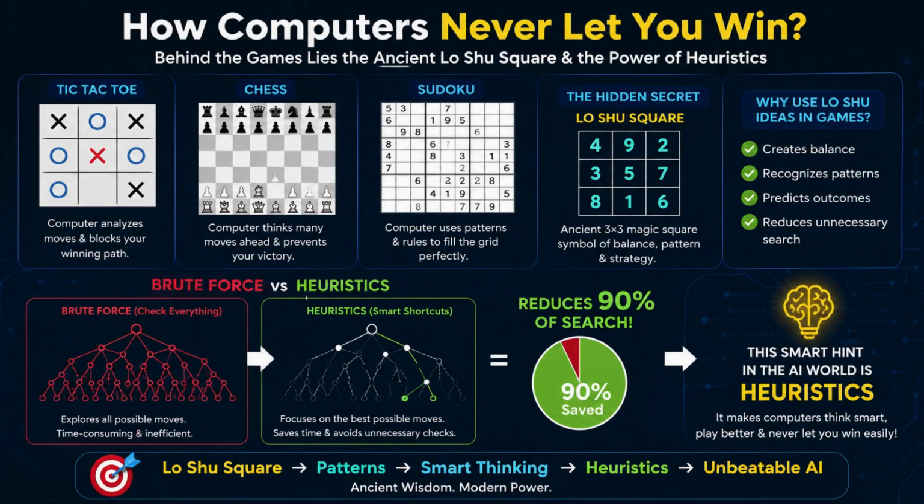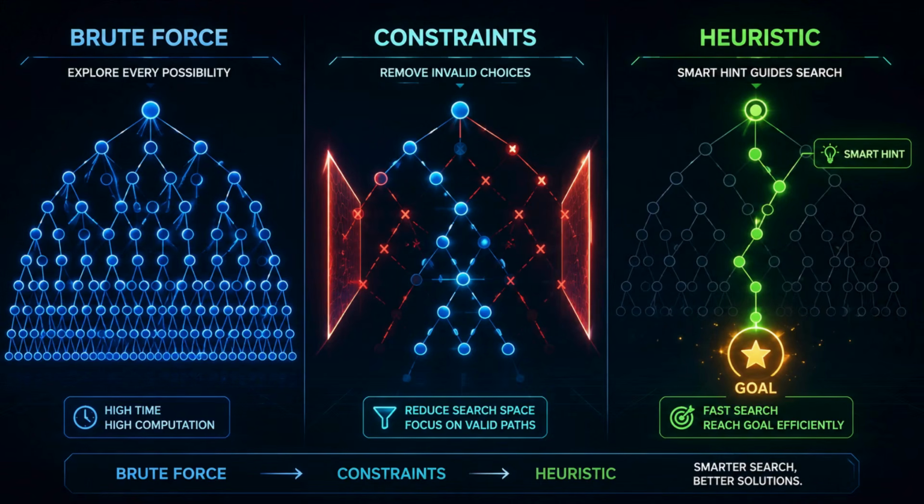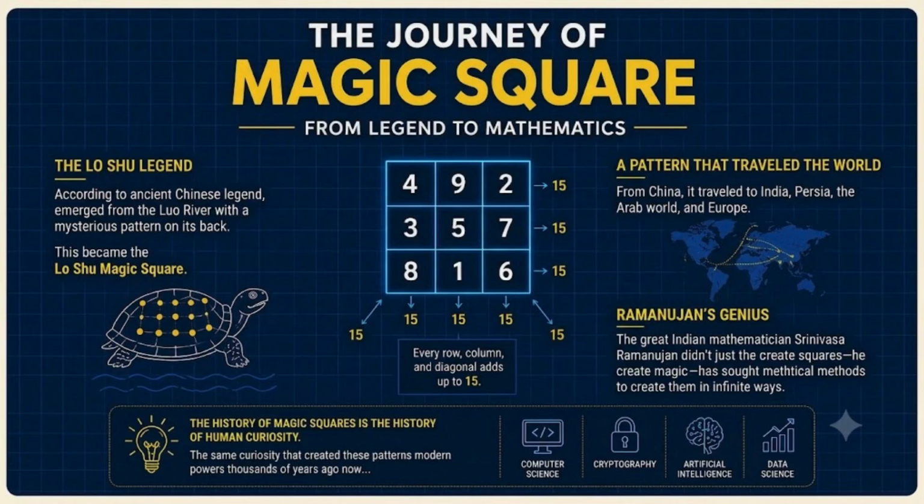When you play games like tic tac toe or chess, the computer doesn't check every possible move. Instead, it uses smart hints to focus only on the most promising choices. These smart hints are called heuristics, and believe it or not, the ancient Lo Shu Magic Square helps us understand this idea. Instead of searching through everything, it helps eliminate almost 90% of unnecessary searches. That's why this ancient number puzzle is still helping us understand modern artificial intelligence.